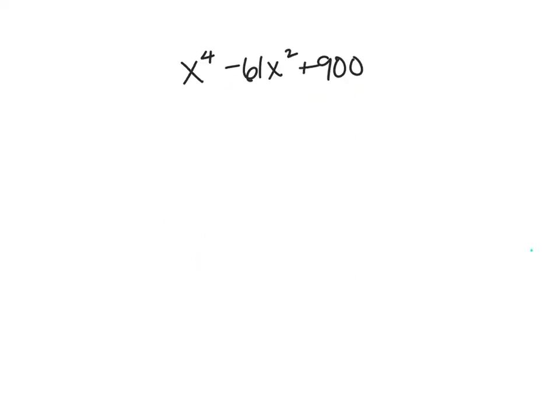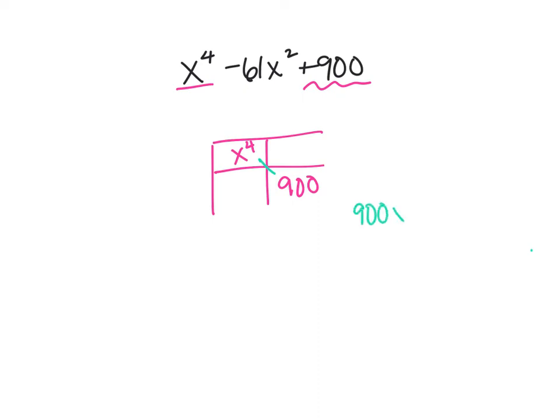Okay, last one was when we had an x to the 4th. We can still use the same methods we do for normal quadratics here. We just end up with an x squared in our terms. So we can still make our box, put our x to the 4th, first term in the upper left, last term in the bottom right. To figure out how to fill in the rest of the box, we multiply those. So we need 2 numbers that multiply to 900x to the 4th and add to negative 61.